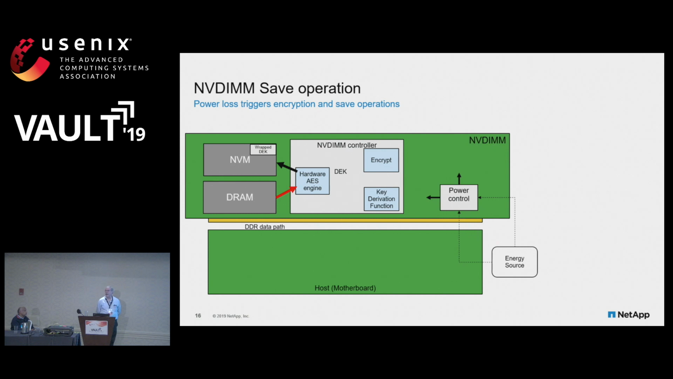So if something bad happens, you lose power, then this is a persistent storage device, so we have to make sure all the data is persistent. But before it can get copied from the DRAM into the NVDIMM, we've got to go through the encryption engine. We've already supplied the password. We've already got the encryption key sitting there waiting. When the power goes away, the encryption process happens and your data is saved.